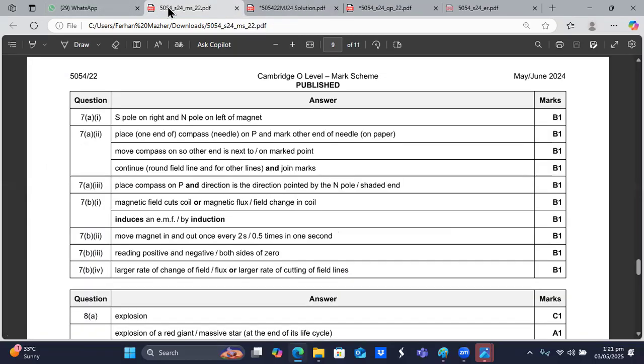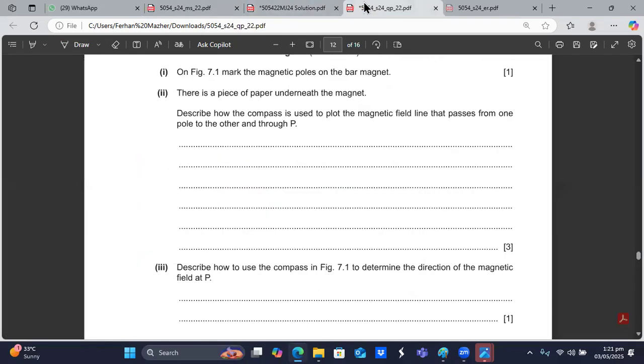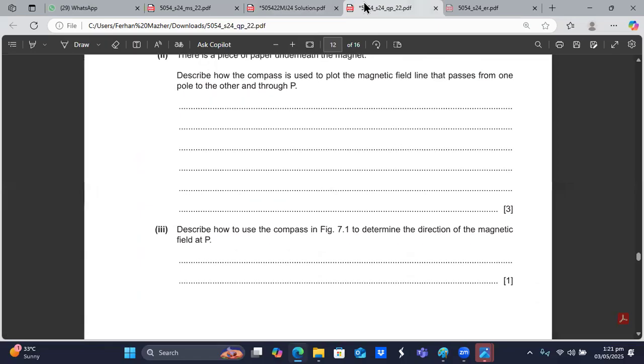Place one end of the compass needle at the P and mark the other end of the needle on the paper. Move compass on so other end is next to or on the marked point. Continue round field line and for other lines and join those marks. So just write this. This experiment is also written in your textbook.